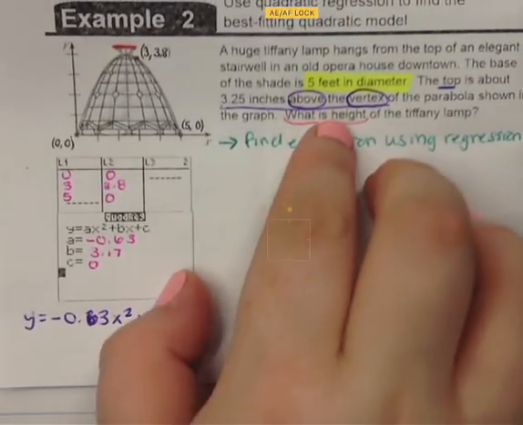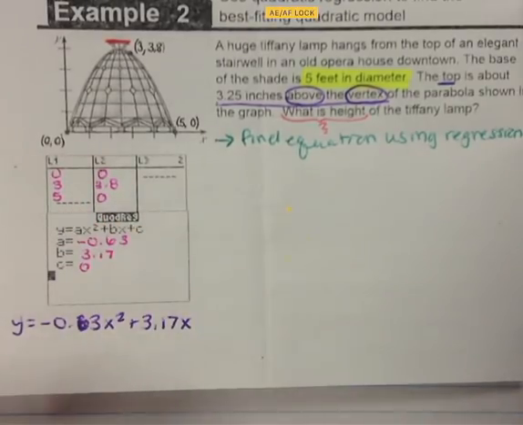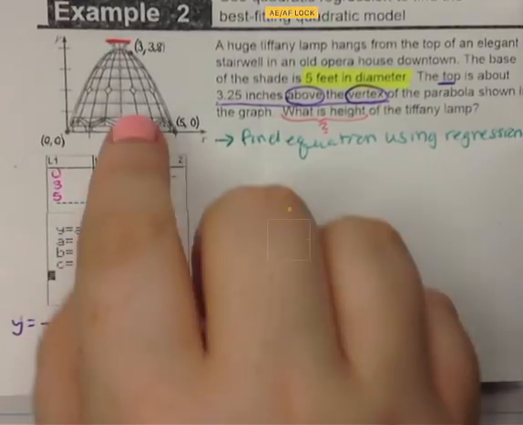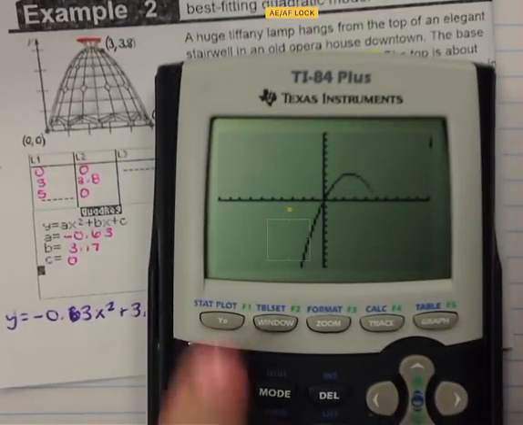The question again is, what is the height of the Tiffany lamp? We still haven't found the height of the Tiffany lamp, so we're not finished. And again, why did we really do this? We just found the equation, we just found the parabola. So if I were to press graph, because my y1 is in there, this is the Tiffany lamp.